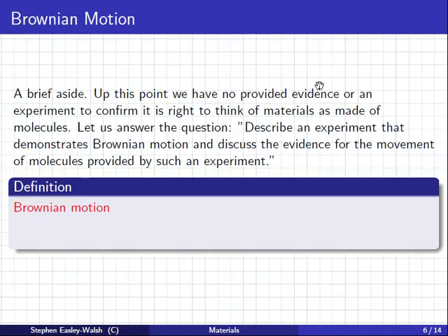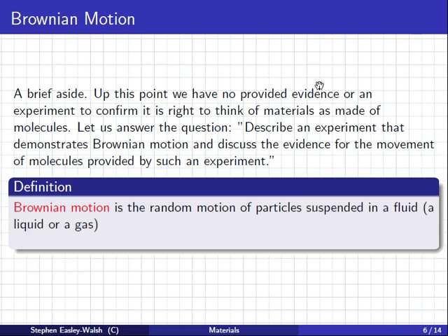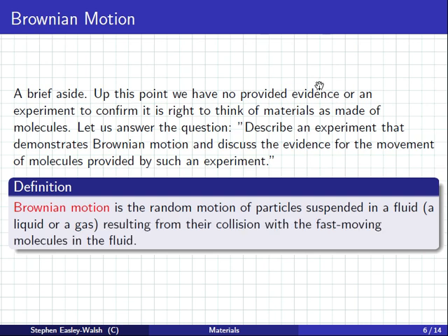Right. So, Brownian motion is the random motion of particles in a fluid, a liquid or gas, resulting from their collision with fast-moving molecules in the fluid. Okay, so this is the definition of Brownian motion, if you can write that down.